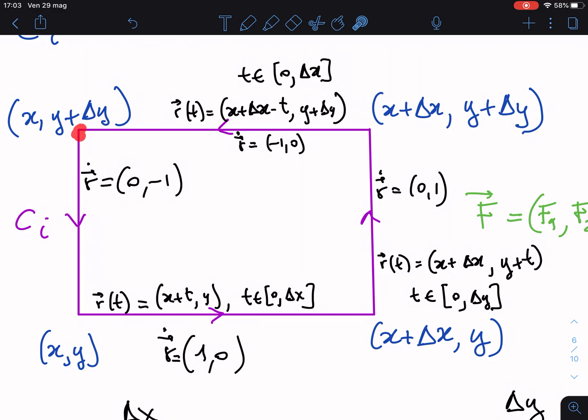And when we go downwards here, okay, I don't spend time, we do a very similar parametrization, and r dot is equal to (0, minus 1).